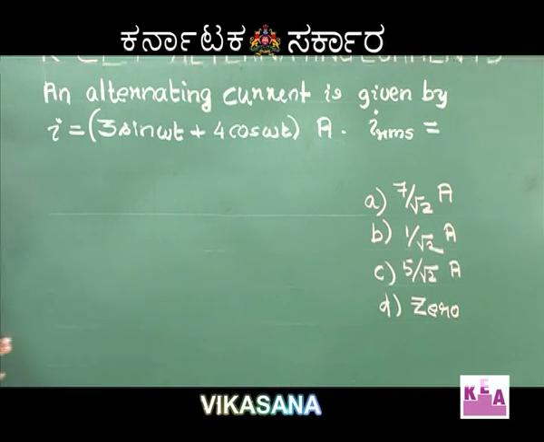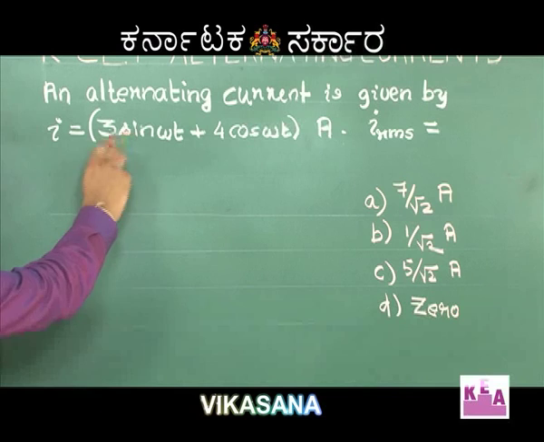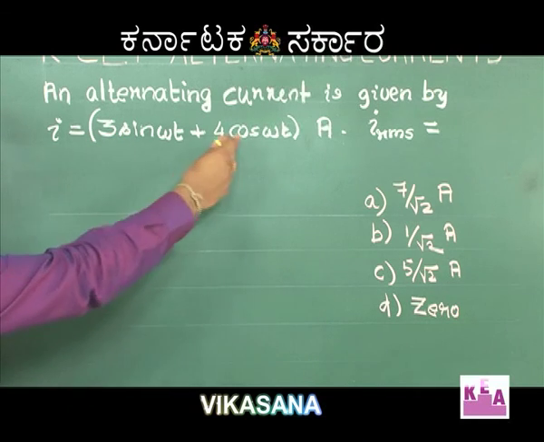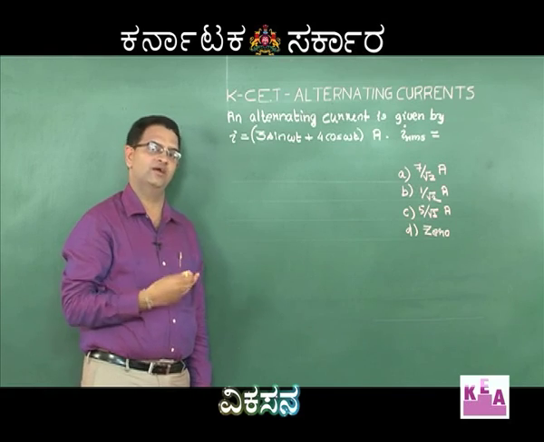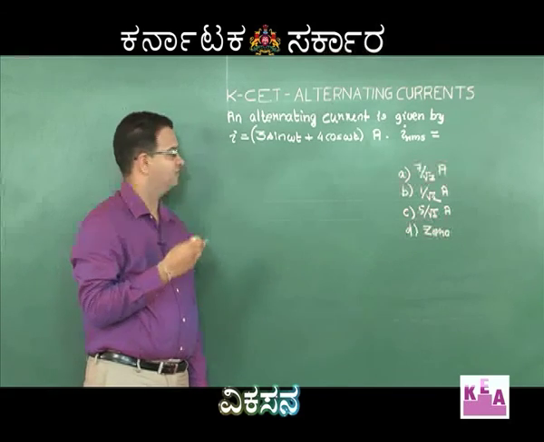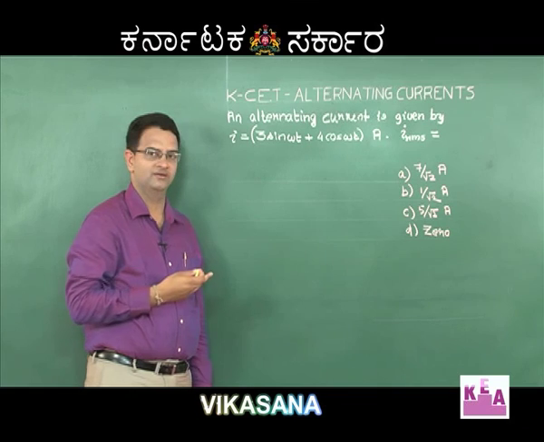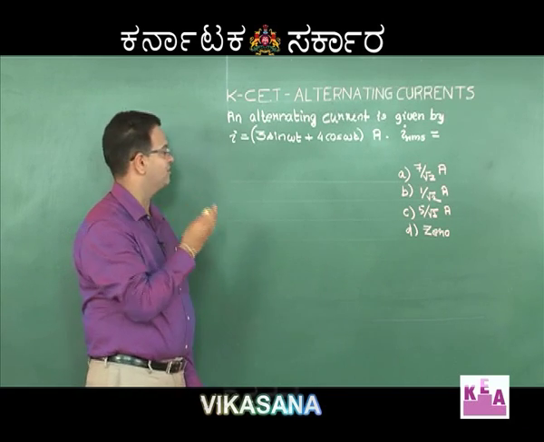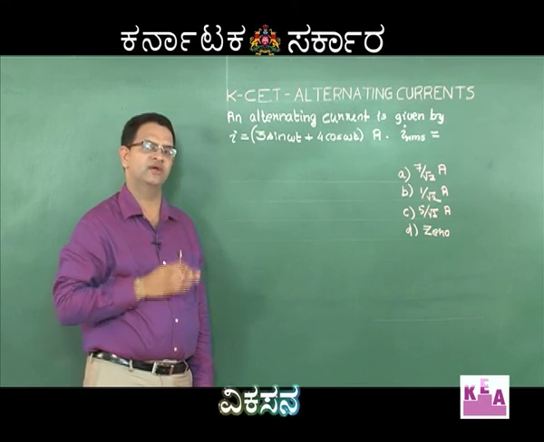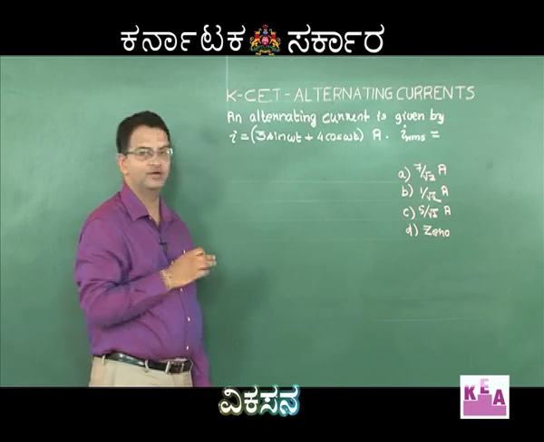The number 5. The hint is the coefficient of sin omega t is 3, the coefficient of cos omega t is 4. Square root of 3 square plus 4 square, we will get root of 9 plus 16, which is root 25, which is 5. That number we are going to multiply and divide. There is a reason behind it. Now we are going to discuss that.